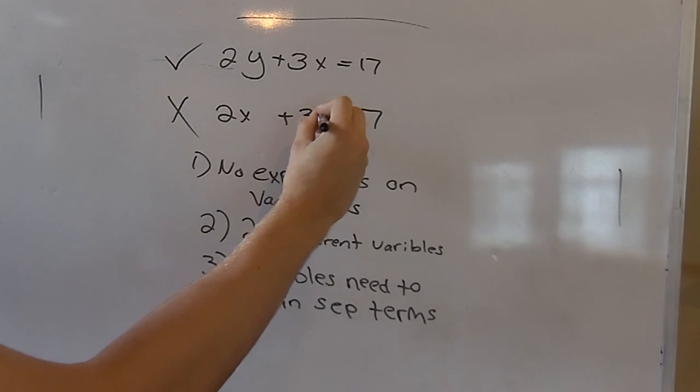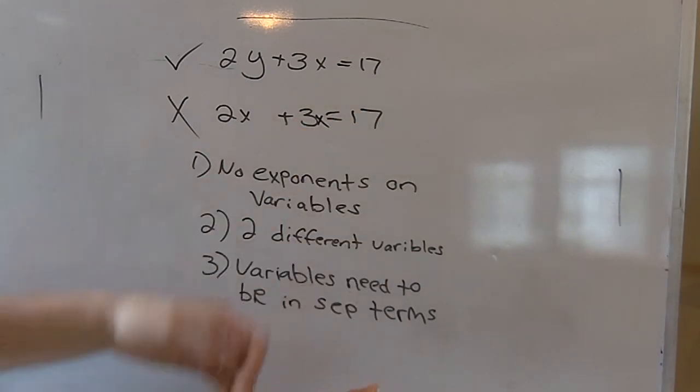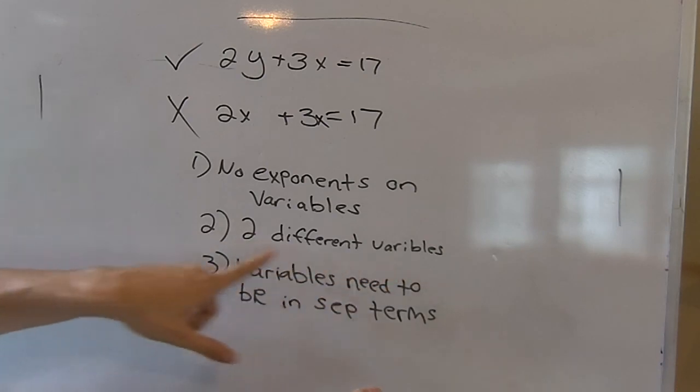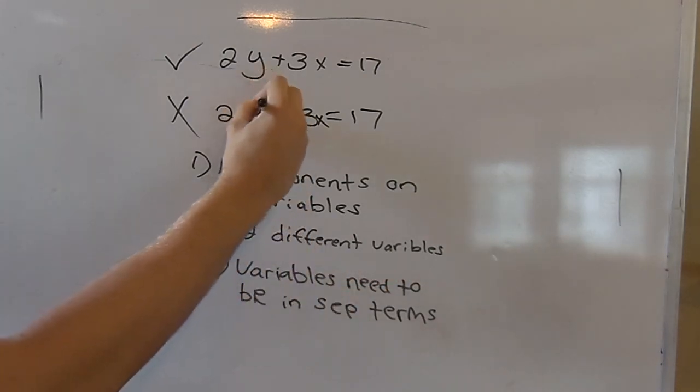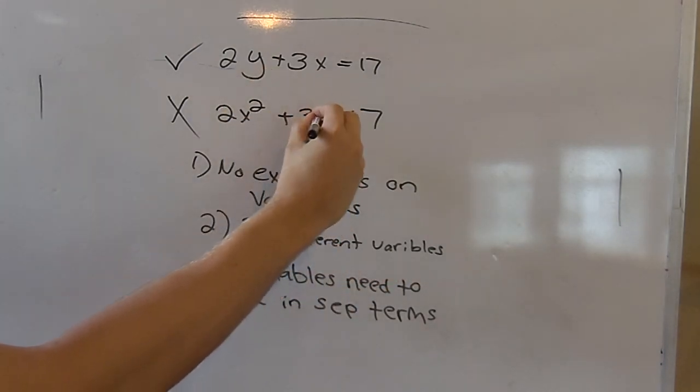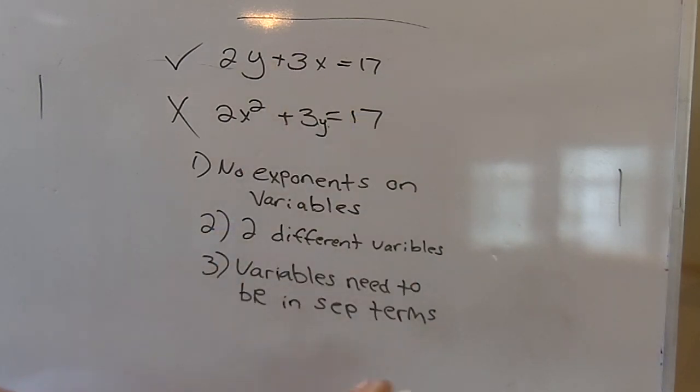And if you had something that looked like this, where we had 2x plus 3x equals 17, again, not a linear function, we don't have 2 different variables. Or if I had 2x squared plus 3y, not a linear function because I have an exponent attached to my variable. So that's all I got for you on Chapter 7, Section 5. Next section is going to be on slope-intercept form.